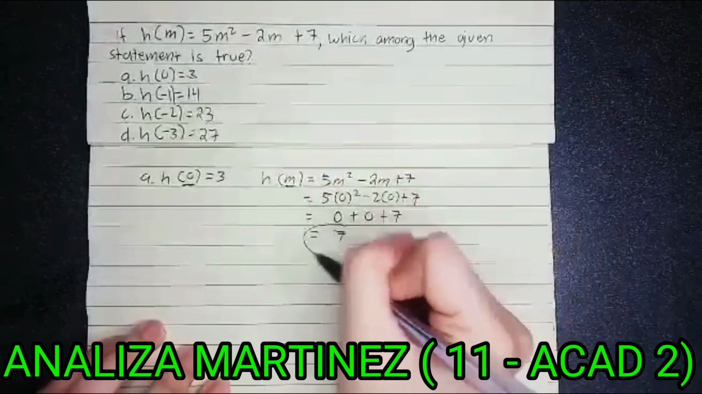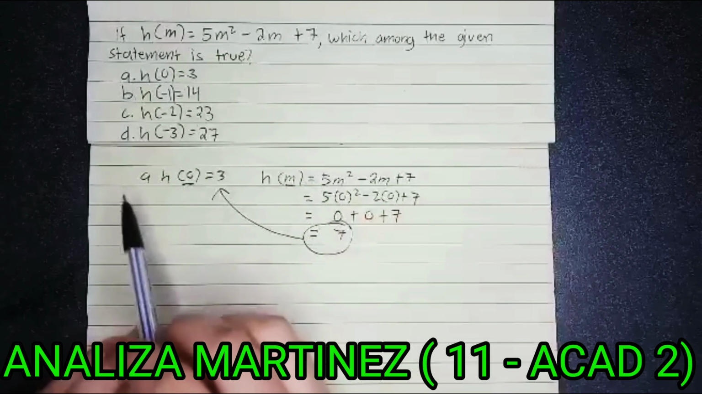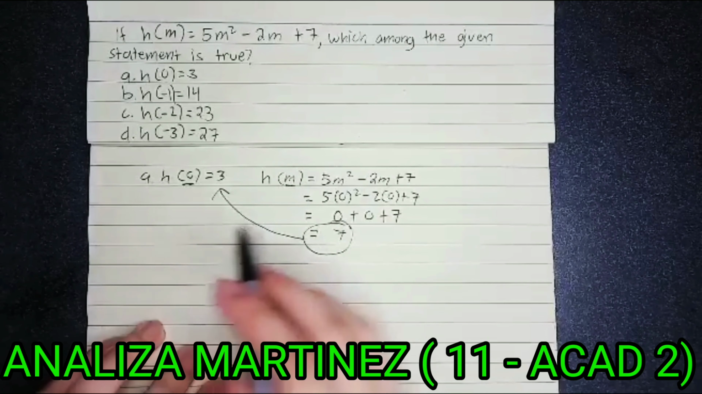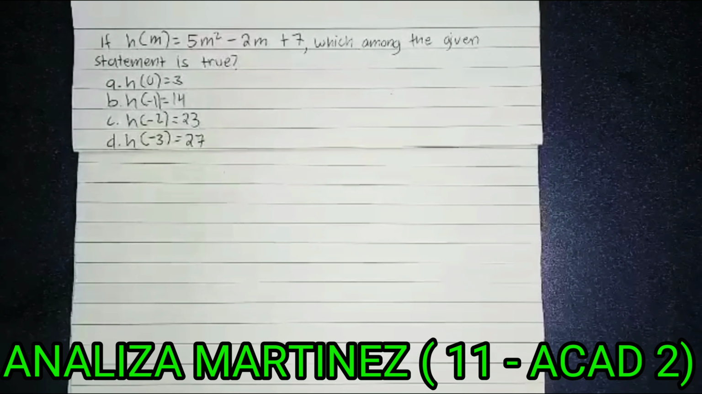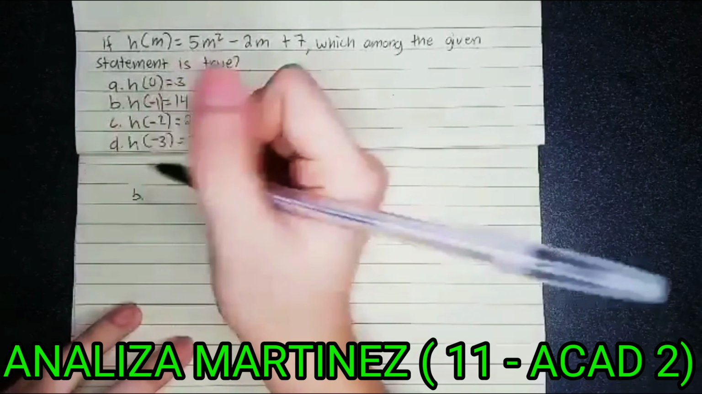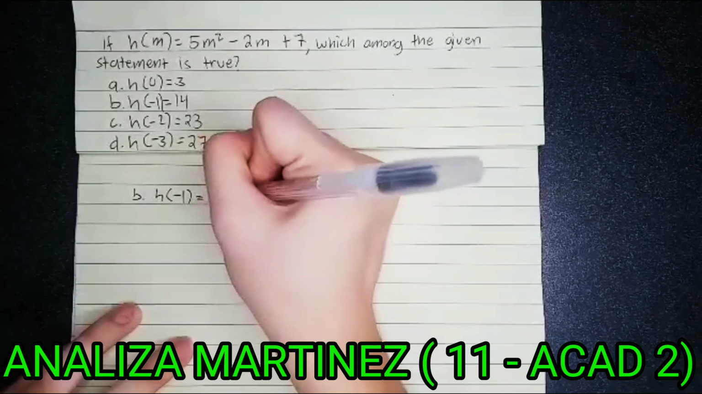And the total does not match the total of letter A, which means this statement is not true. Letter A is not true. Then let's solve for letter B, which is h of negative 1 is equals to 14.